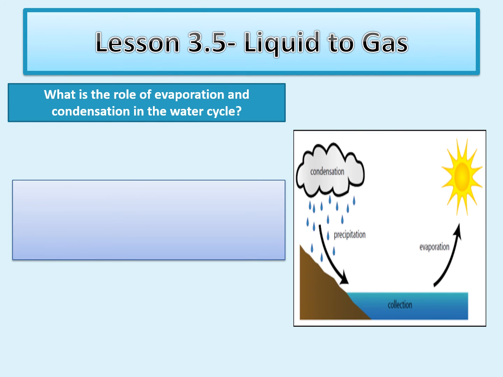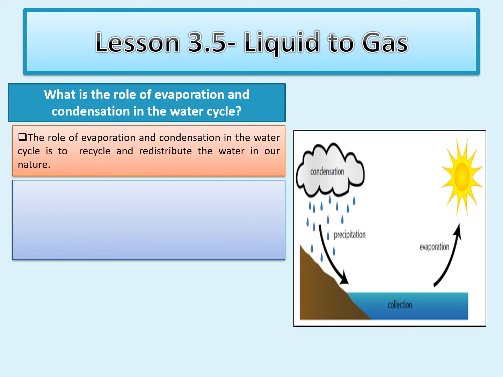What is the role of evaporation and condensation in the water cycle? The water cycle describes how water evaporates from the surface of the earth, rises into the atmosphere, cools and condenses into rain or snow in clouds, and falls again to the surface as precipitation. The cycling of water in and out of the atmosphere is a significant aspect of the weather patterns on Earth.